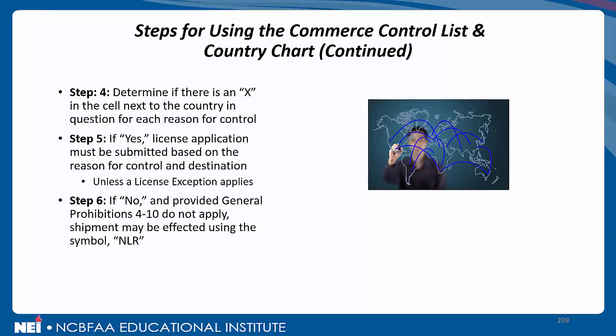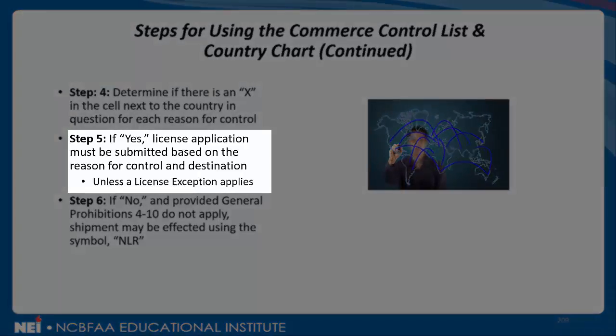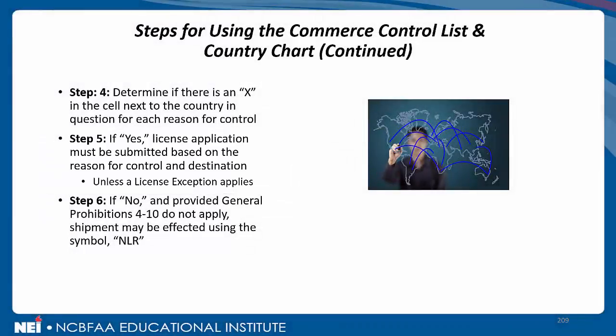But continuing on, step 4, determine if there is an X in the box, an X in the cell, it is a matrix after all, next to the country in question for each reason for control. Step 5, if there is an X in the box, the answer is yes, and a license application must be submitted based on the reason for control and destination, unless a license exception applies. Step 6, if there are no X's in the box, and provided General Prohibitions 4 through 10 do not apply, shipment may be effected using the symbol NLR, no license required.